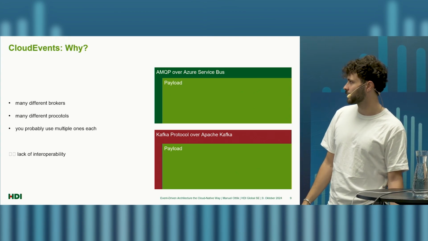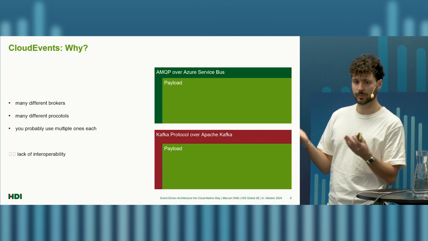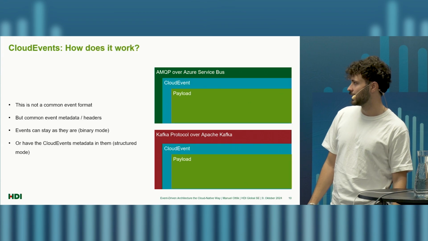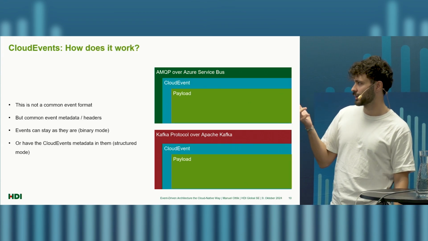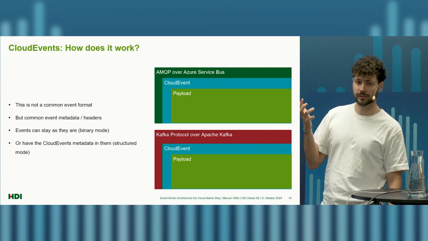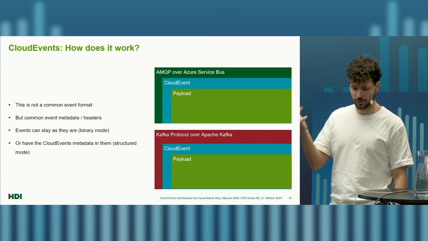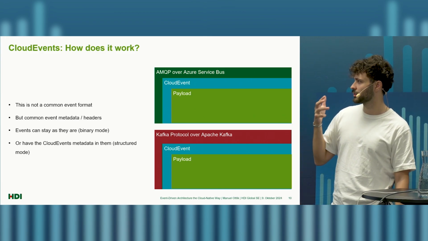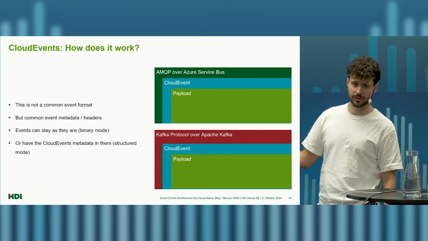And that's quite annoying because it's the exact same event. Why does it have two different envelopes? And CloudEvents is trying to fix that. It's putting a layer in there, which is, it's not trying to go for a common event format, because attempts to do this have failed in the past, but it's about common event metadata and common headers.